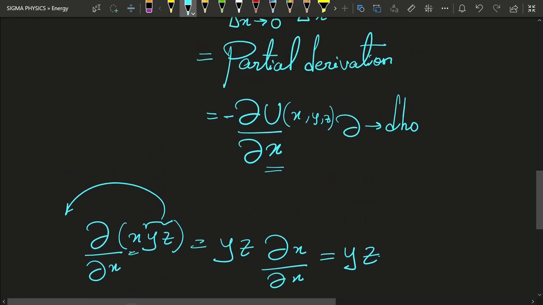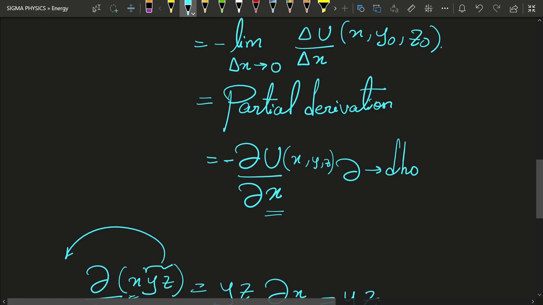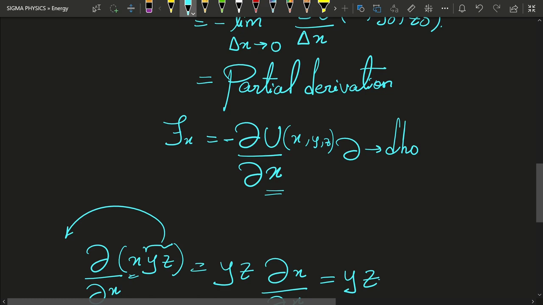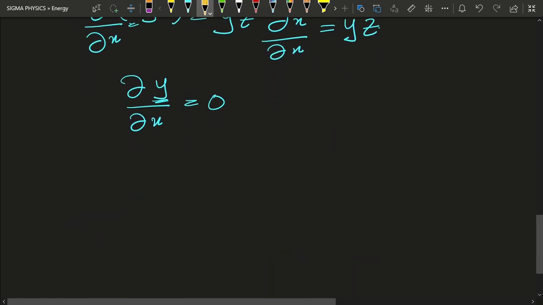What we have to do next is repeat the same procedure for the y and z directions. That is, here I had f of x equal to minus ∂u/∂x, and if I repeat the same procedure for the y and z direction, that is, I assume that the particle displaces only along the y direction and hold x and z as constant. Or what I can do is assume that the particle moves only along the z direction and hold x and y as constants. Then what I would get is three equations.